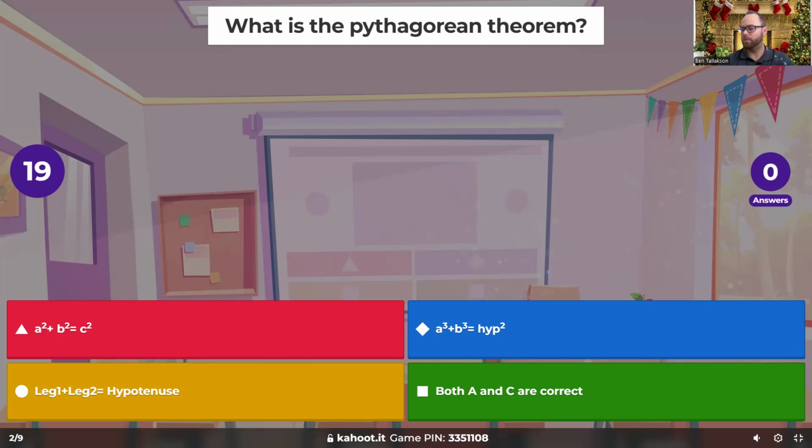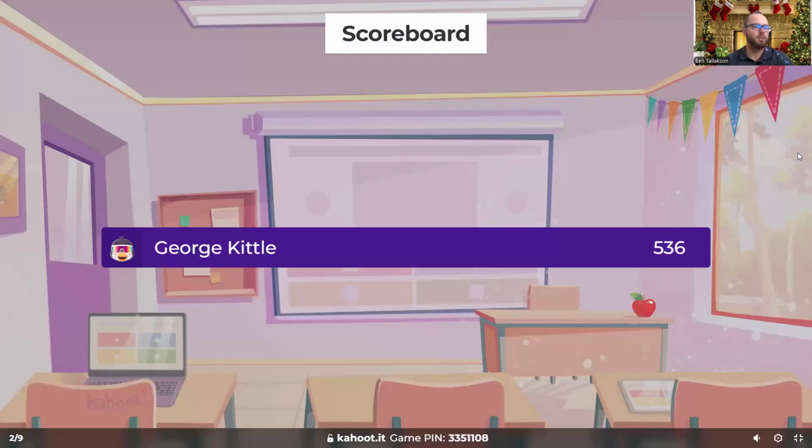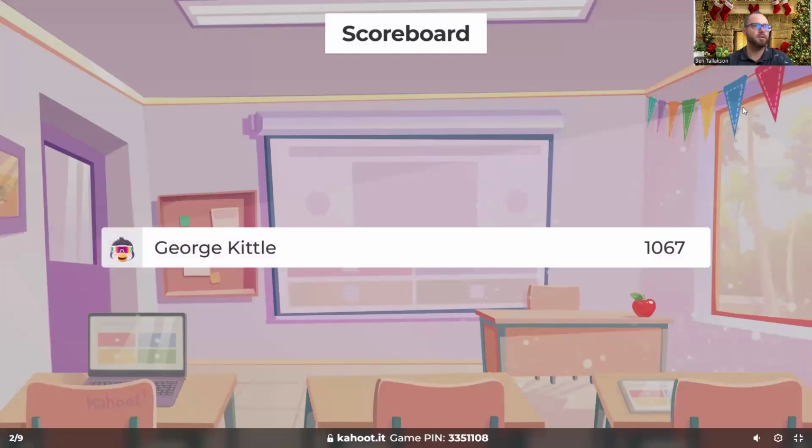20 more seconds. Give it your best shot. You got this. Pythagorean theorem is a squared plus b squared equals c squared. Remember, a and b can be either of the two sides as long as c is the hypotenuse. And look at that, I'm still in the lead. Wow.